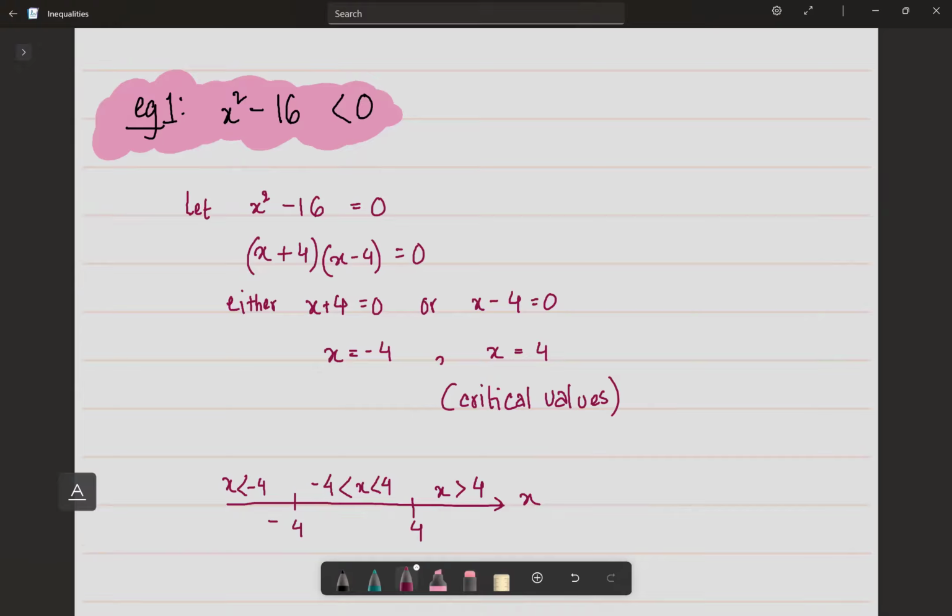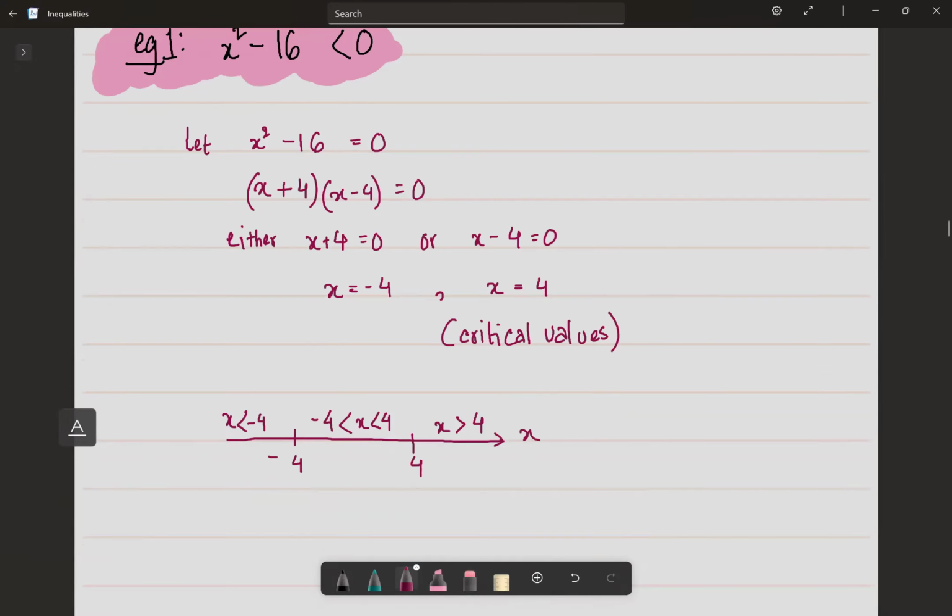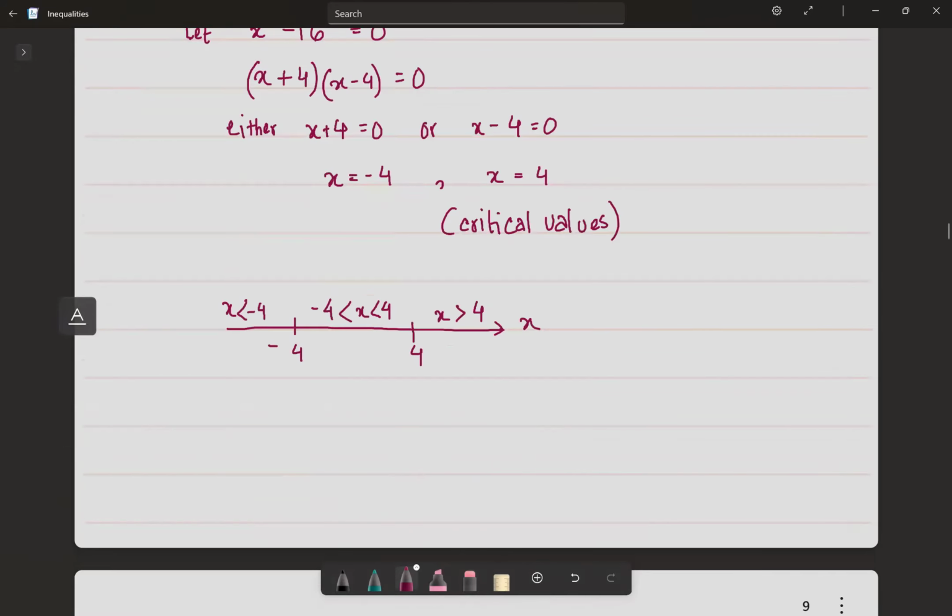Now, in the previous method, the tabular method, we have seen that we draw a table to analyze which one of the regions or which 2 of the regions will be our answer. But in the graphical method, we don't really need to draw the table. Instead, we draw the graph to analyze which regions will be our answer.